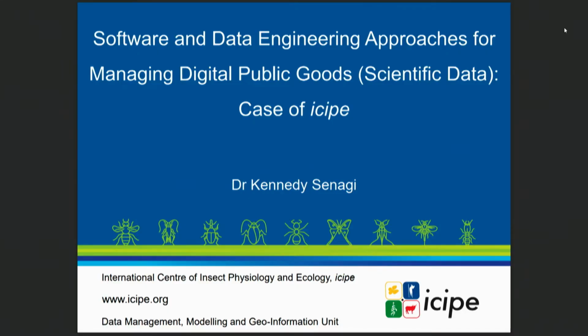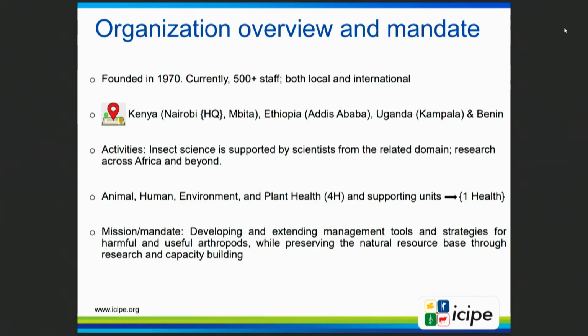I'll talk about software and data engineering approaches for managing scientific data. Then we'll look at a case study of ISIPE. So I'll give some perspective of who we are as ISIPE. We were founded in 1971, so we are now more than 50 years old. We have more than 500 staff, recruited both internationally and locally. We are based in Nairobi, Kenya.